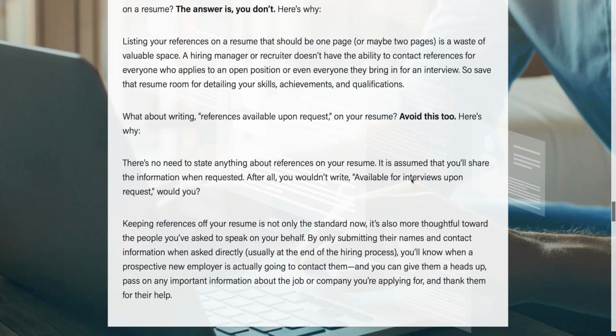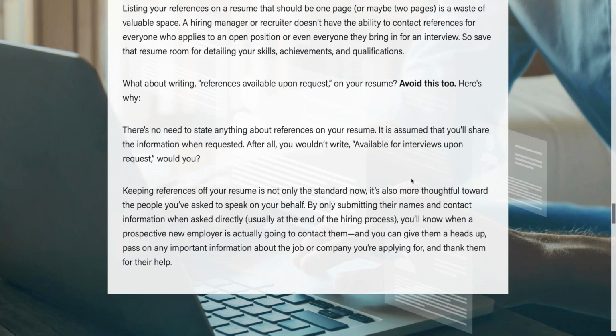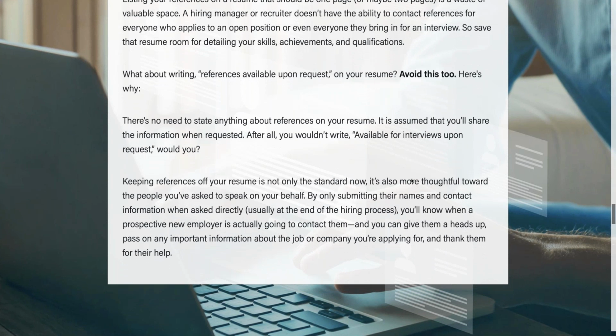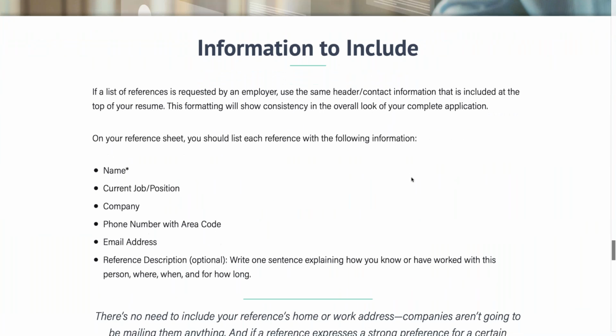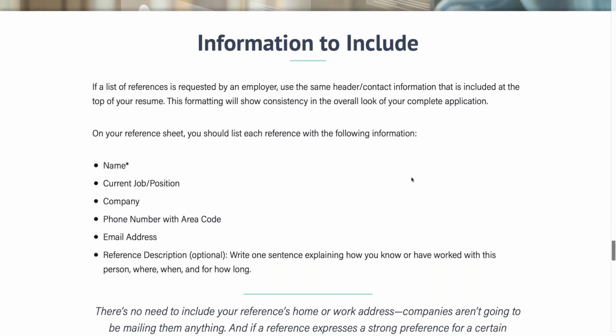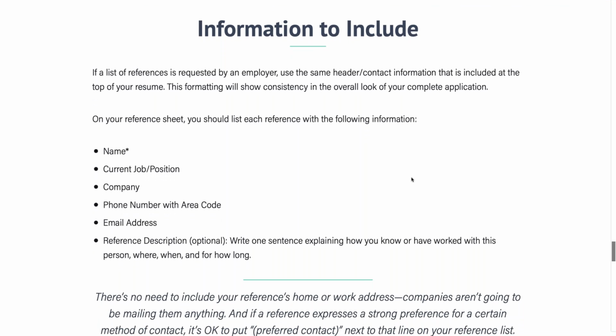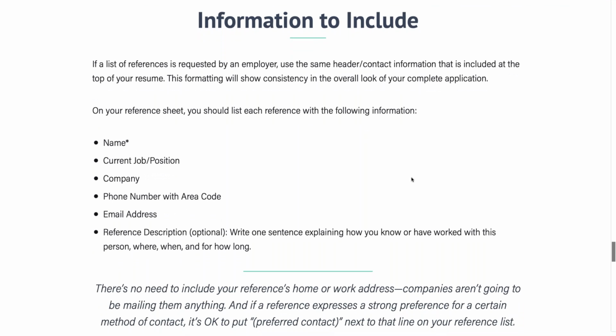It's also really important that you're thinking about how you're going to format and share information about your professional references. So I'll spend a little bit of time talking about the information that you want to include in this document. You want to include the name and their current job or position and the company that they're working at.